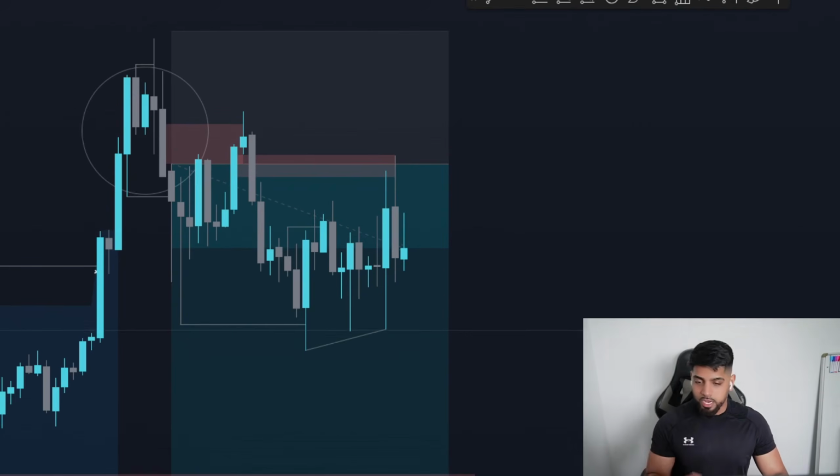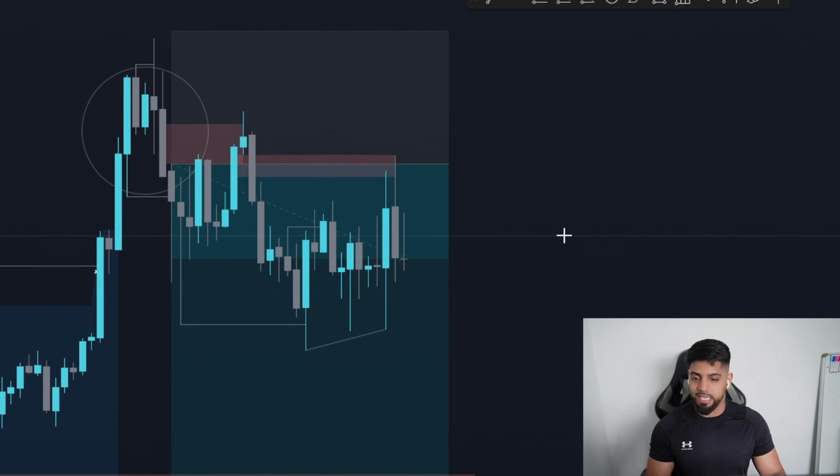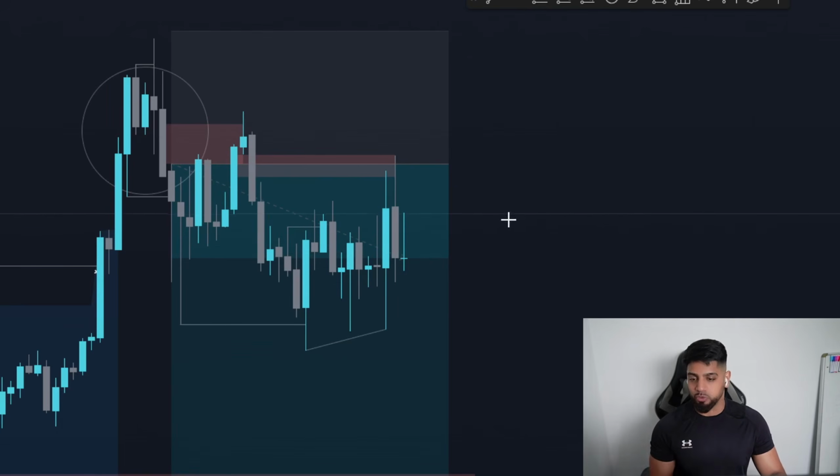Right, guys. So as I said, we had this last area of supply, this inverse fair value gap, right above where price was just a few minutes ago. So I knew that if we tapped into it and we rejected, it would mean that we're going to continue with the bearish behavior. And we tapped into it and we rejected twice. So this is telling me that price wants to go lower.